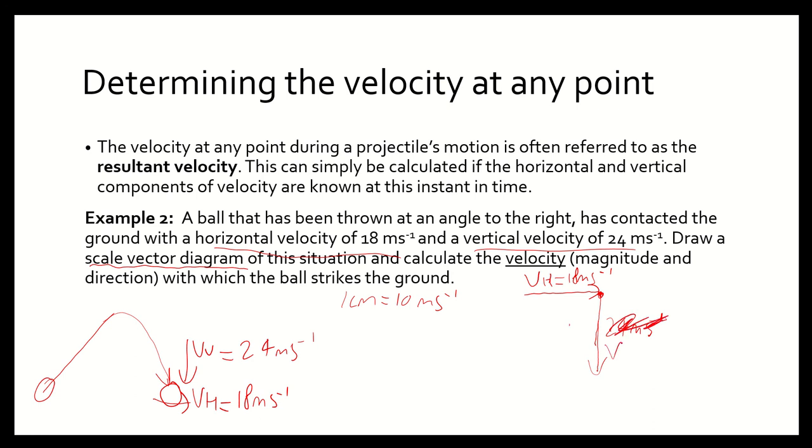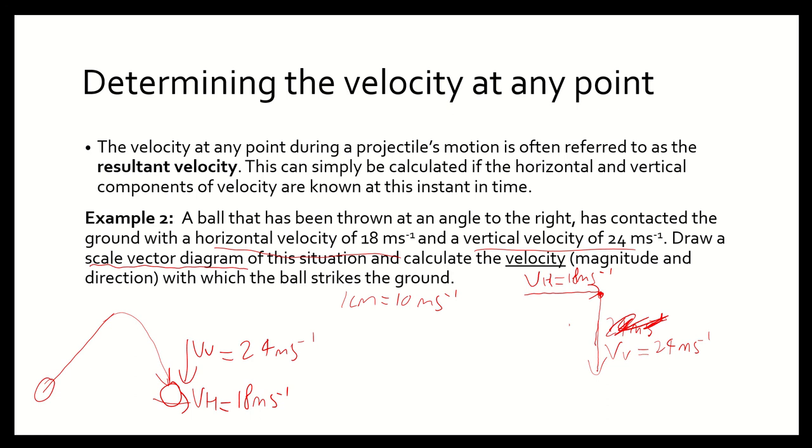Sorry. Usually label it as VV and then 24 meters per second. You add vectors tip to tail. So draw a scale vector diagram of the situation. So you've done 1.8 centimeters and then 2.4 centimeters, and calculate the velocity.